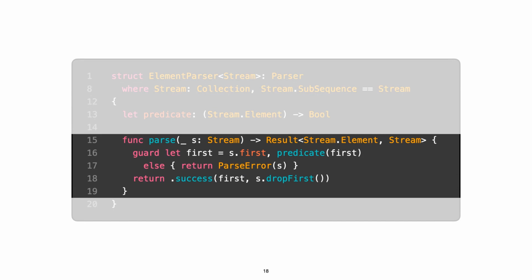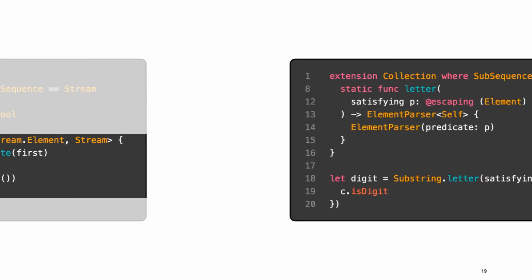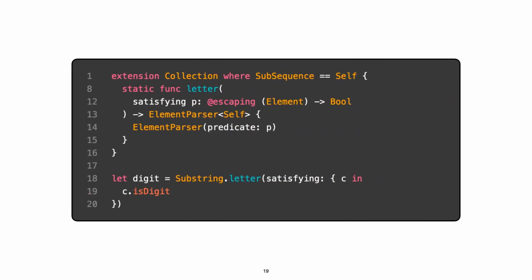Unsurprisingly, it just attempts to pull one element from the stream and checks if the predicate holds. If it does, then the parser succeeds. Otherwise, it fails with a parse error. We use yet another feature of Swift, called retroactive modeling, to generate the final API. This allows us to extend existing types with additional behavior.